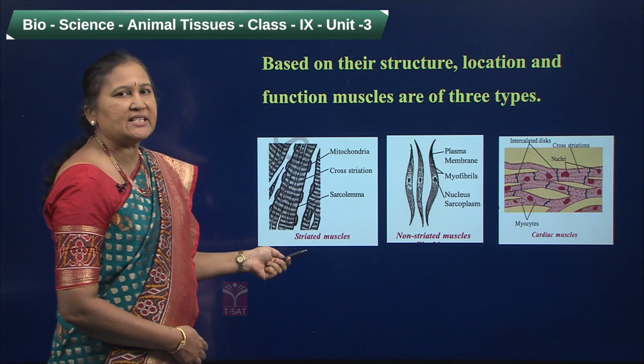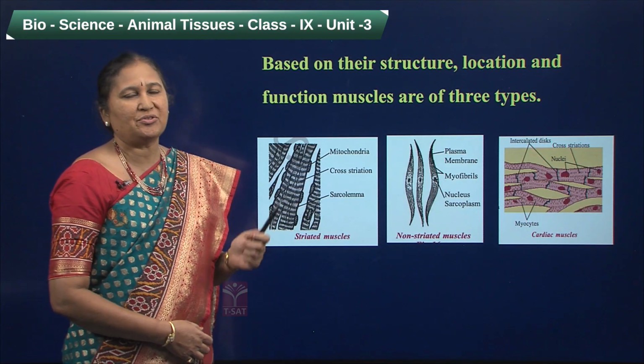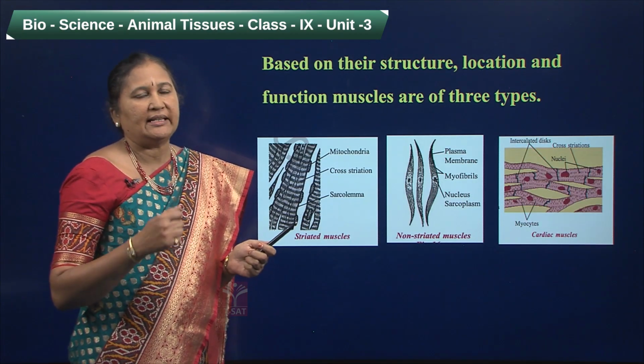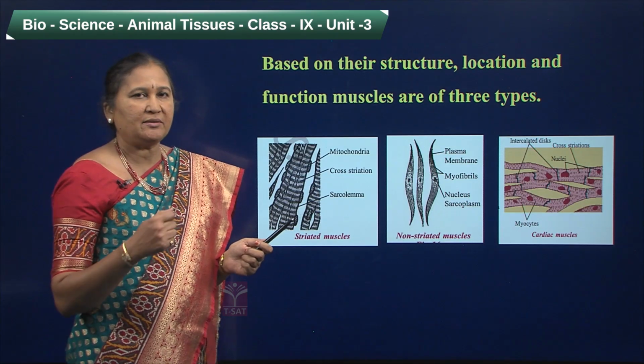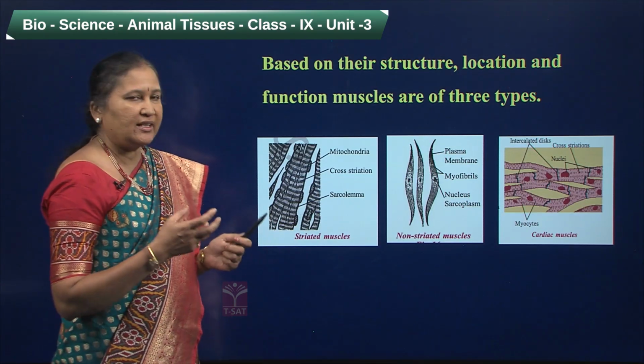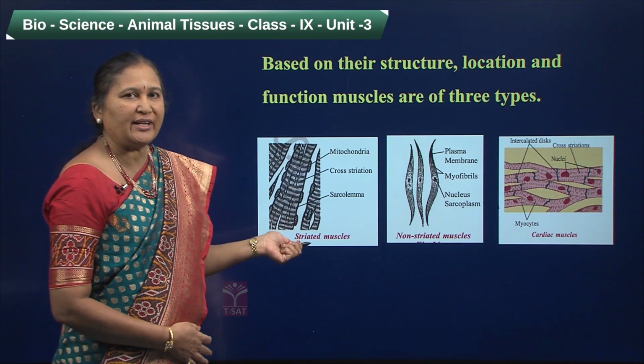So this is called the striated muscle, and this type of muscle is present in some parts of our body. Some parts we can move voluntarily, like our limbs, hands and legs. We can move according to our consciousness and according to our will and wish. Since this type of muscle is present in those parts, they are also called voluntary muscles.